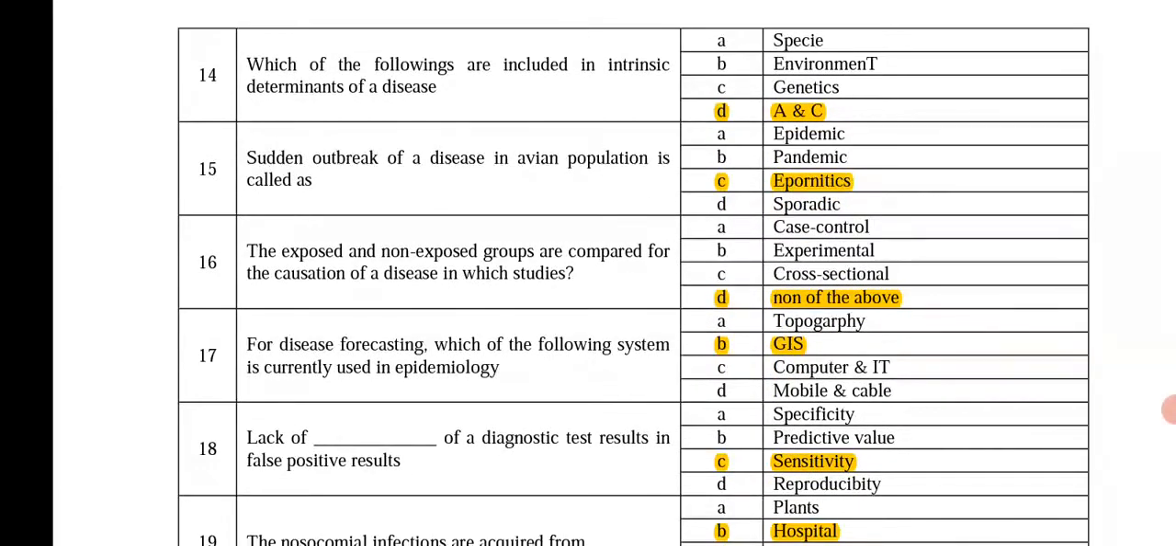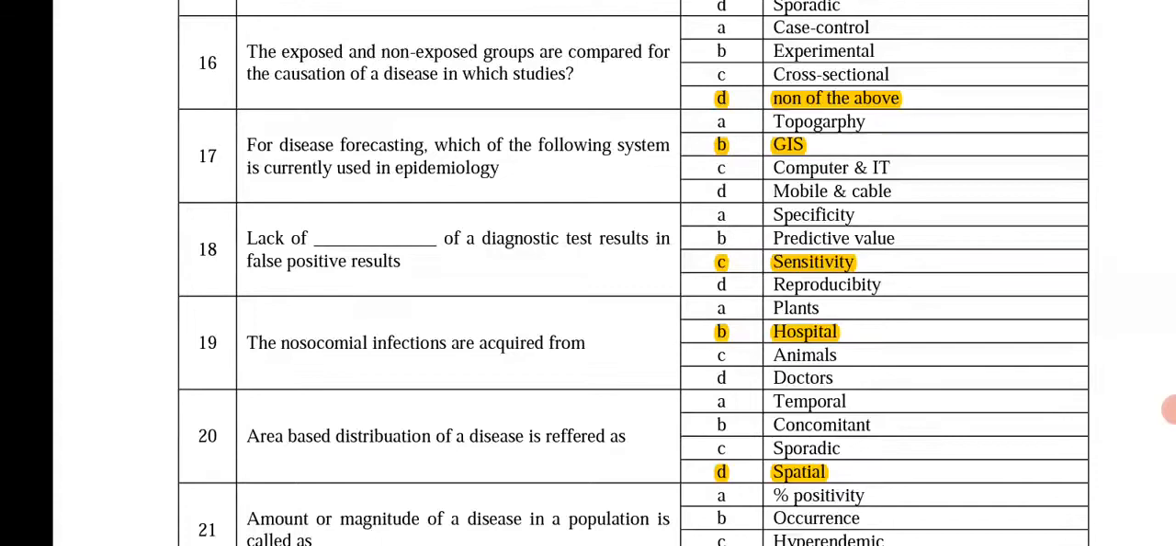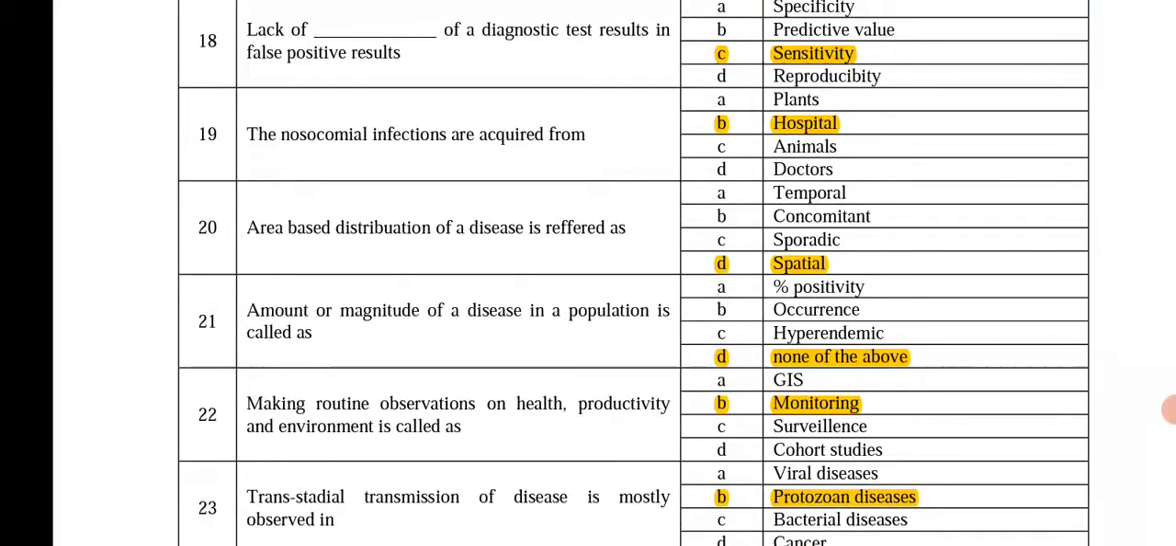Sudden outbreak of disease in avian population is called epornitics. The exposed and non-exposed groups are compared for the causation of disease in which study? None of the above. For disease forecasting, which of the following systems is currently used in epidemiology? GIS. Lack of sensitivity of a diagnostic test results in false negative results. Nosocomial infections are acquired from hospital area. Distribution of a disease based on place is referred to as spatial distribution. Amount or magnitude of disease in population is called none of the above.